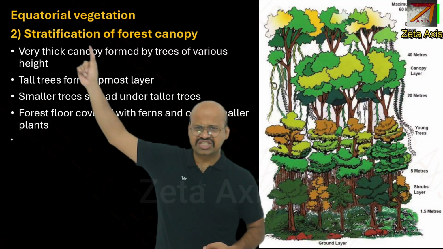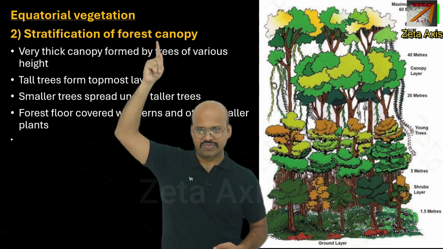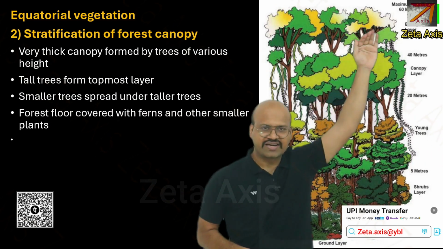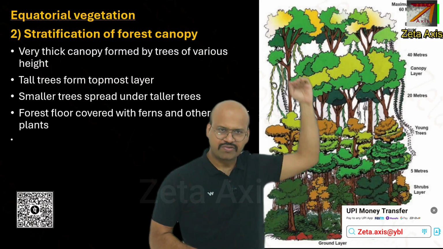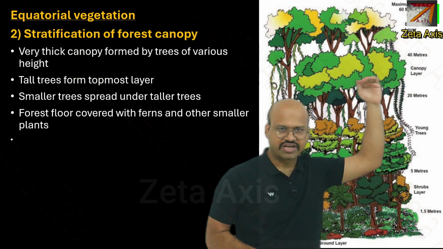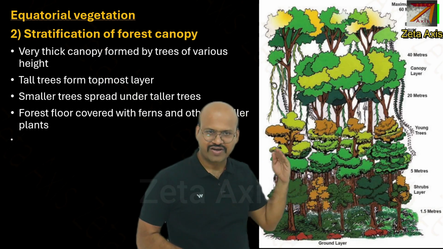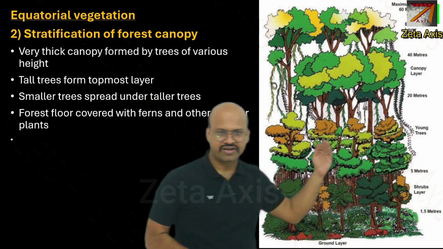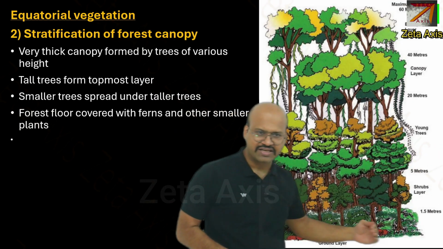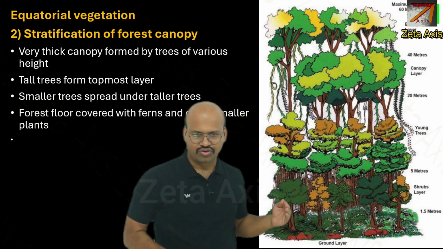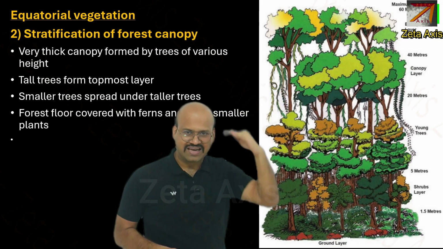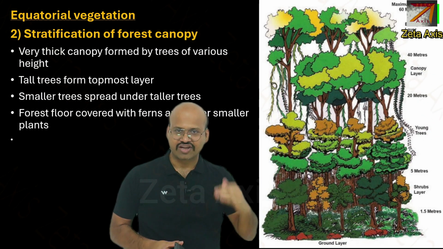Now there is distinct stratification of the forest canopy. What this means is that at the higher level we see certain types of trees, then there will be slightly shorter trees which will form the canopy. Then there will be a third layer where we will see further smaller or young trees, and then on the floor we will see distinct ferns and other shrubs growing. So we can see that there is distinct stratification. There is layering of the trees or layering of the canopy.